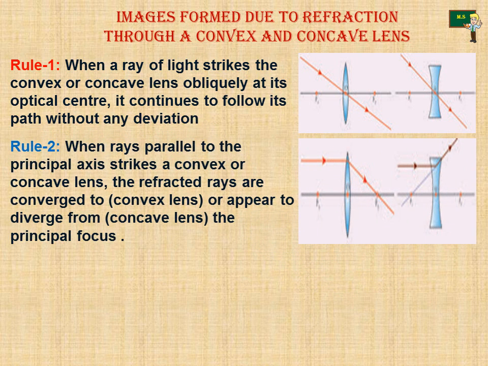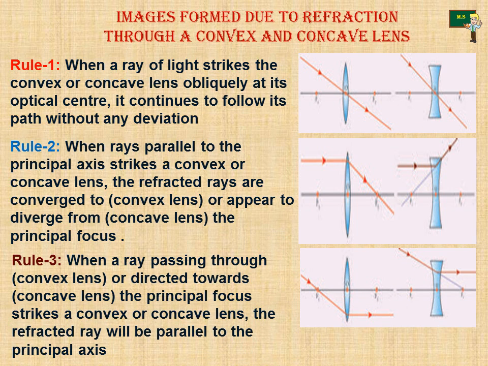Second rule, when rays are parallel to the principal axis. Let me show the principal axis. This is the principal axis for convex and this is the principal axis for concave. Now the light ray passes parallel to the principal axis. The refracted rays are converged by the convex lens and diverged by the concave lens from the principal focus.